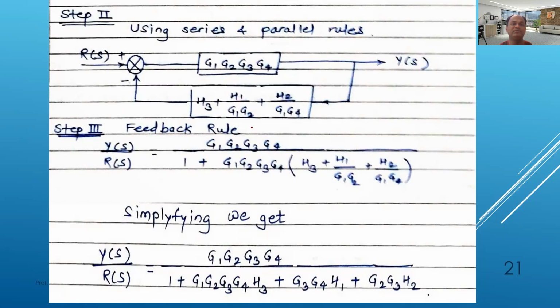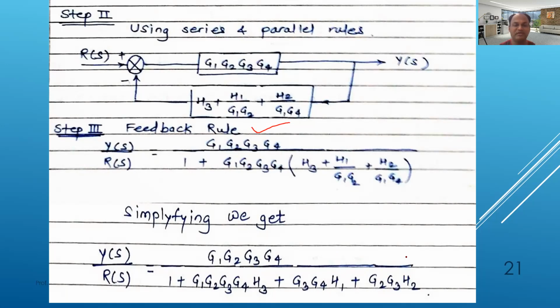Now we only have to use the feedback rule. With the help of this feedback rule, G1, G2, G3, G4 divided by 1 plus G1, G2, G3, G4 multiplied by H3 plus H1 by G1, G2 plus H2 by G1, G4. This is in brackets. If we simplify it and multiply inside the bracket, what will happen? It is G1, G2, G3, G4 into H3. If I multiply here, G1, G2 will get cancelled, giving G3, G4 into H1 and G2, G3 into H2. So this is the simplification.